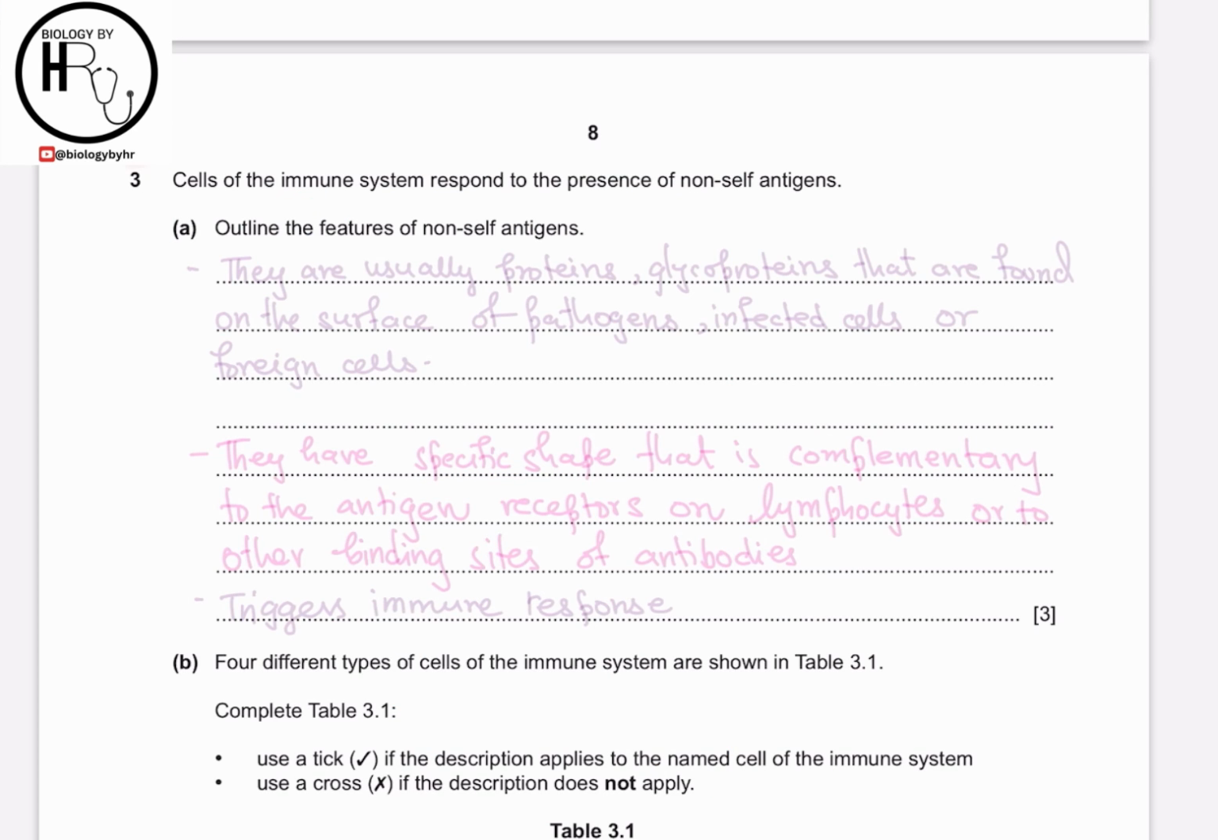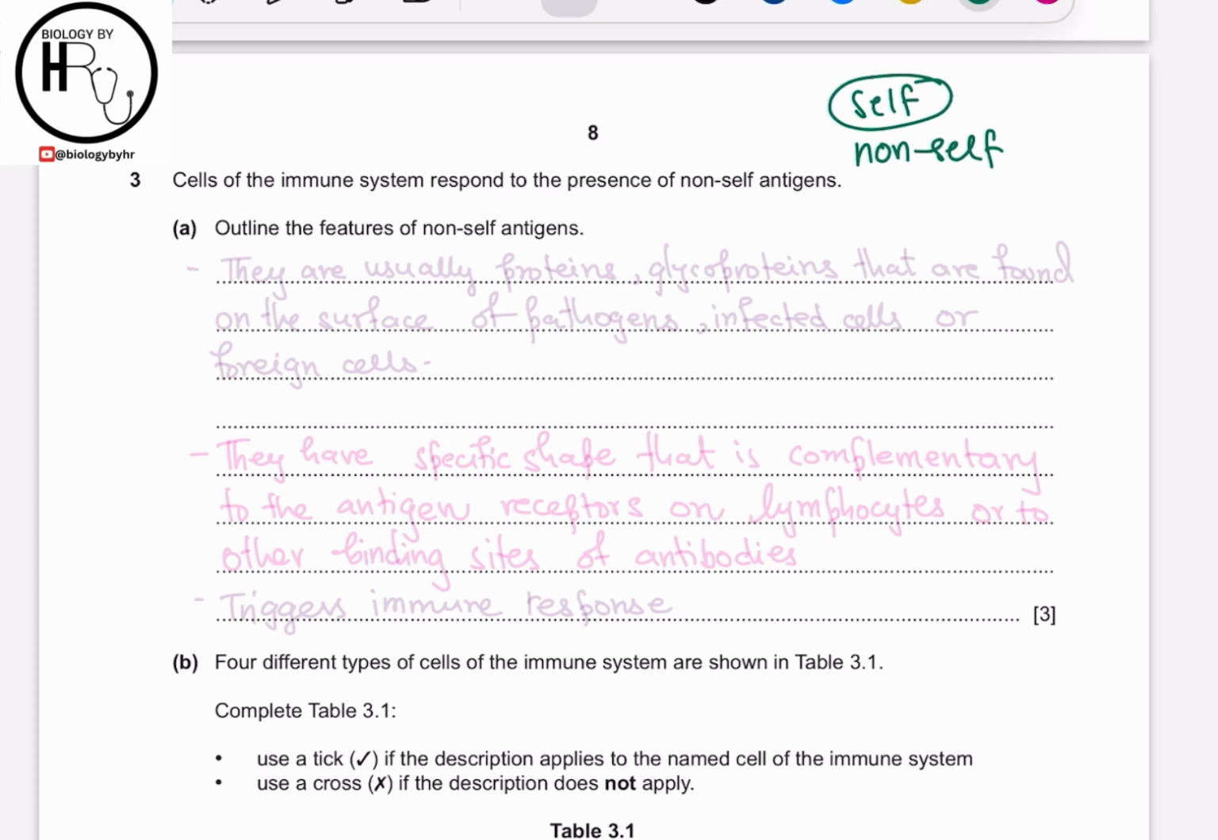Let's now move on to question number 3 over here, which is from the chapter of immunity, which is the last chapter of your AS level biology. The question says that cells of the immune system respond to the presence of non-self antigens. Now there are two types of antigens in the body. One is the self antigen and the other one is the non-self antigen. The non-self antigen is basically identified as the foreign antigen, and the self antigen is identified as the body's own cells' antigen, right?